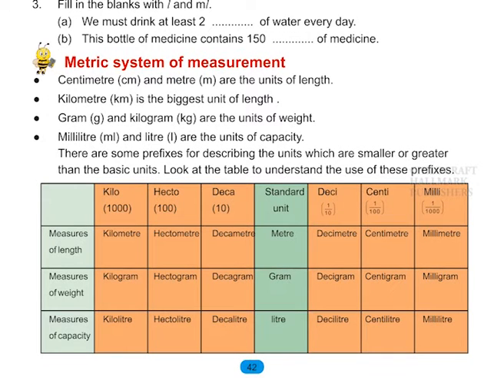Chapter 1. Measurement. Metric system of measurement. Centimeter and meter are the units of length. Kilometer is the biggest unit of length. Gram and kilogram are the units of weight. Milliliter and liter are the units of capacity.